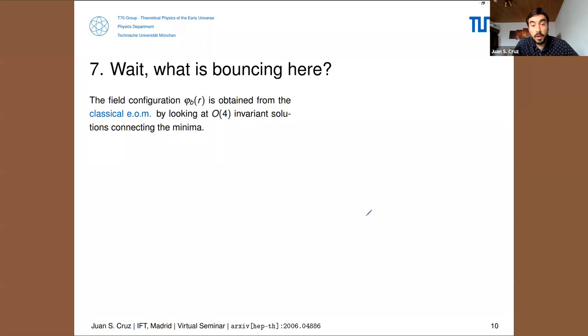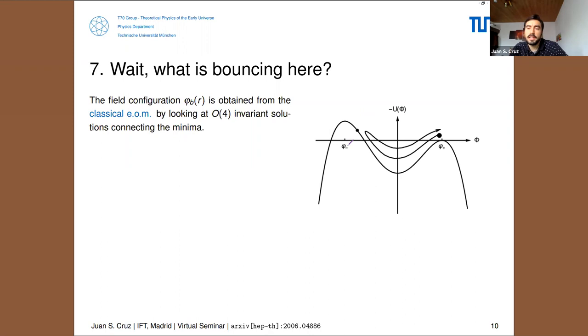So why do we call this configuration a bounce even? What's bouncing here? Let me first say what exactly the bounce is. The bounce is a classical solution to the equations of motion, which enjoys an O4 symmetry, meaning it depends really on just one coordinate. Now, the picture that we can have in our heads is something like this. This is a solution such that it starts on the false vacuum, phi plus. It starts rolling down in our Euclidean inverted potential, and it reaches some turning point in the vicinity of phi minus, our true vacuum. Then it falls back and reaches again at infinity, at time plus infinity, the false vacuum again. Therefore, the name bounce.